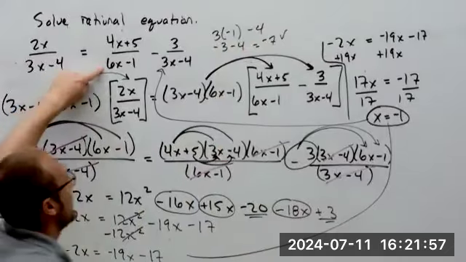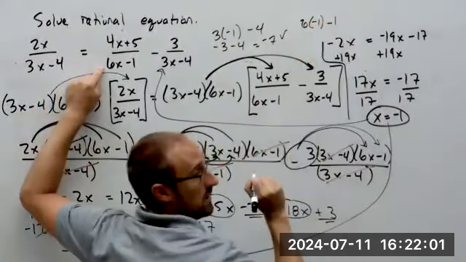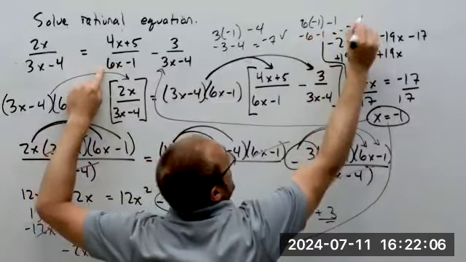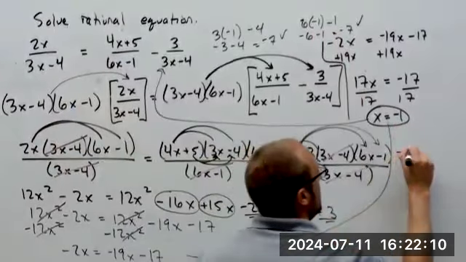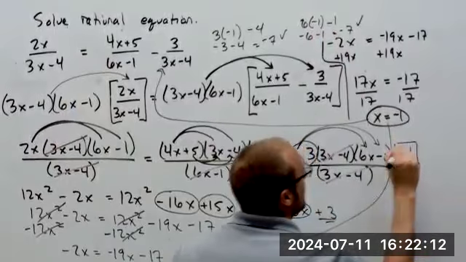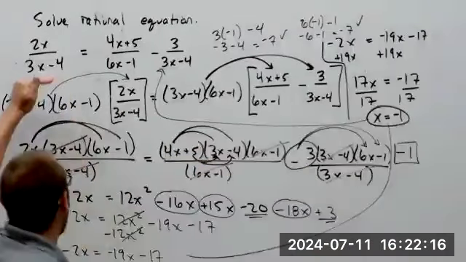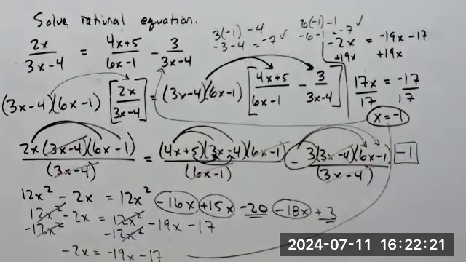Let's check the other denominator. Can we do 6 times negative 1 minus 1? Well, that's negative 6 minus 1. Well, that's also negative 7. Negative 7 is not 0. Our answer here is negative 1. You write negative 1 in the answer line. Okay. There are some questions where you are accidentally dividing by 0. You need to make sure to not count those. This one is not one of them.